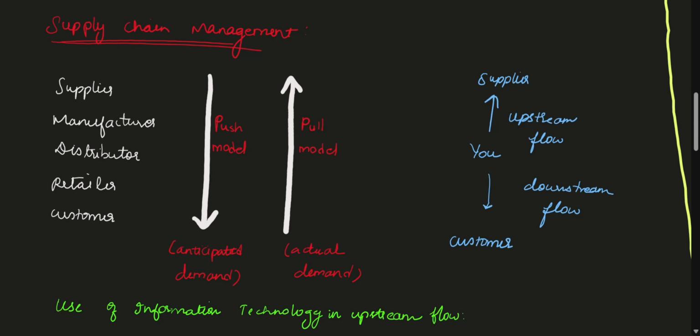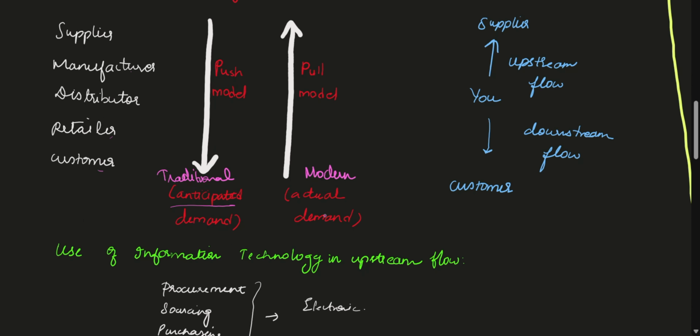So usually the traditional model is push model, where the suppliers will be providing raw materials to the manufacturers, and they will produce the final goods and give it to the distributors. Then it will reach retailers, and then finally it reaches customer. But in the modern day environment, this is modern, we have pull model, where customers will demand the product and then only suppliers will produce the product. So this works on anticipated demand and this works on actual demand.